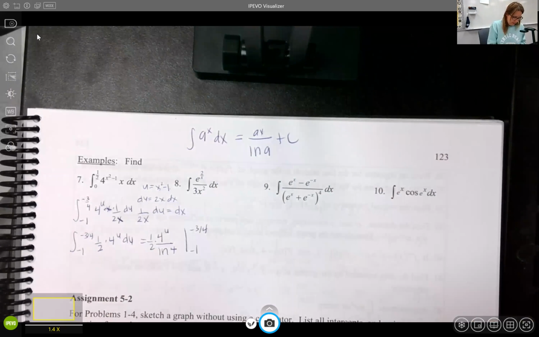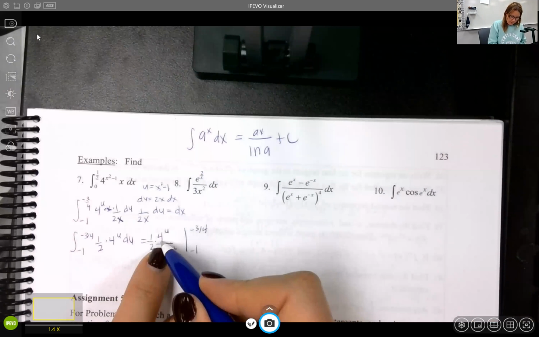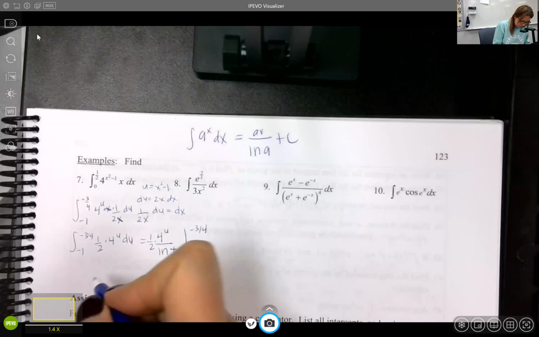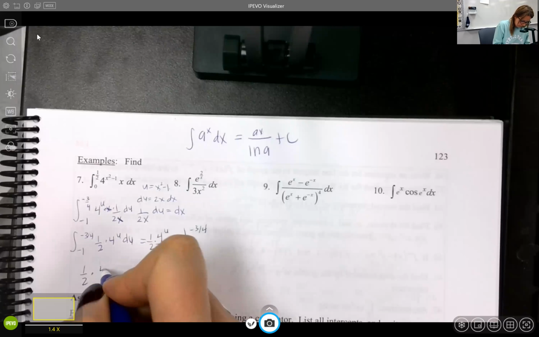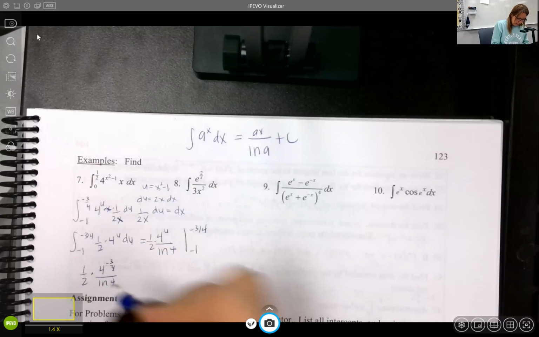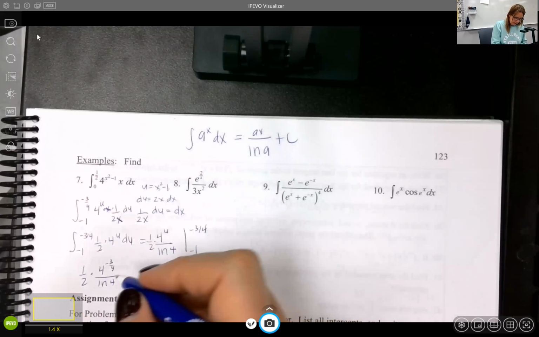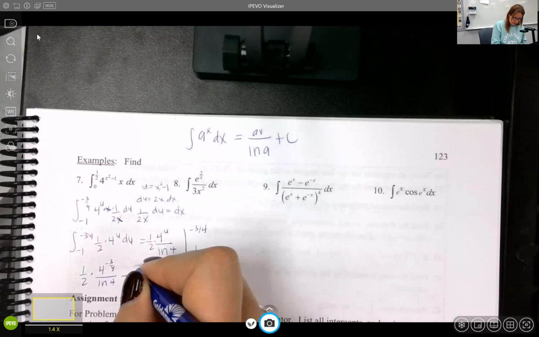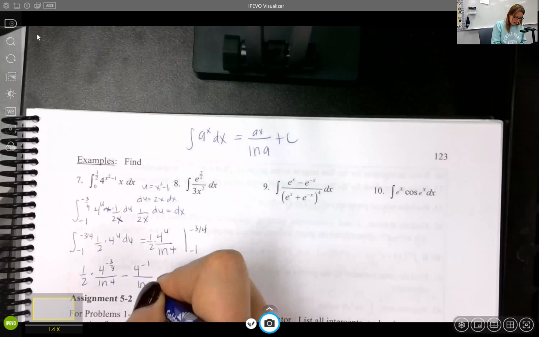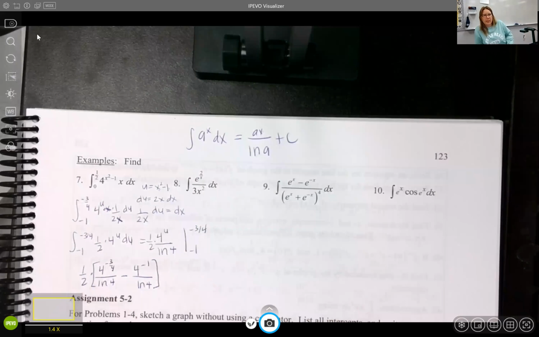Okay, so if I plug -3/4 in there, I get 4 to the -3/4 divided by the natural log of 4. And then when I plug -1 in, I get 4 to the -1 divided by the natural log of 4. I'm just going to put that in brackets so that I know the 1/2 multiplies by everything.